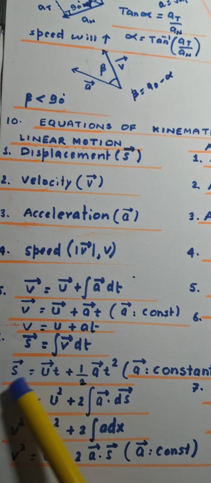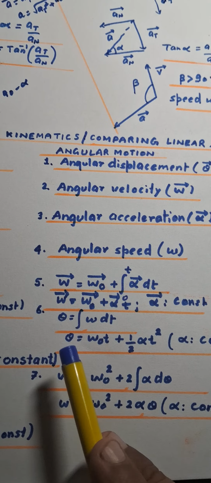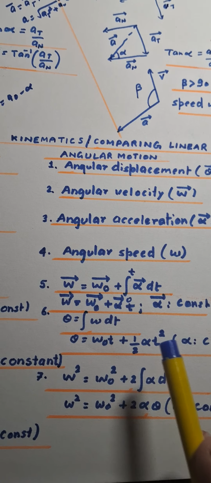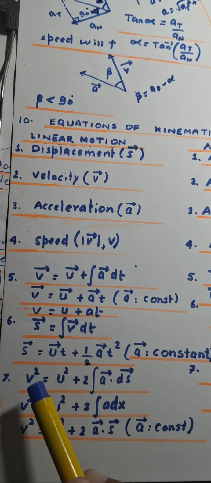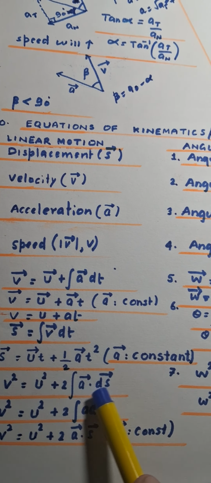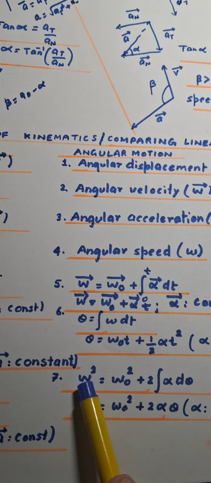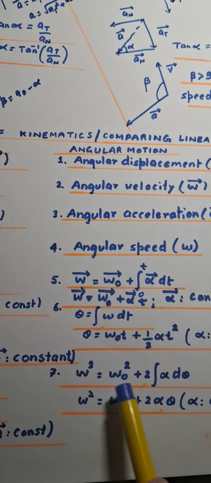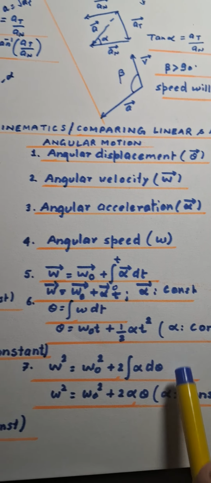Here the next equation is s is ut plus half a t square for constant acceleration, and here we have theta is omega naught t plus half alpha t square. So alpha here is assumed to be constant. Here the equation of motion is v square is u square plus twice integration a dot ds, and here it is that omega square is omega naught square plus twice integration of alpha into d theta.